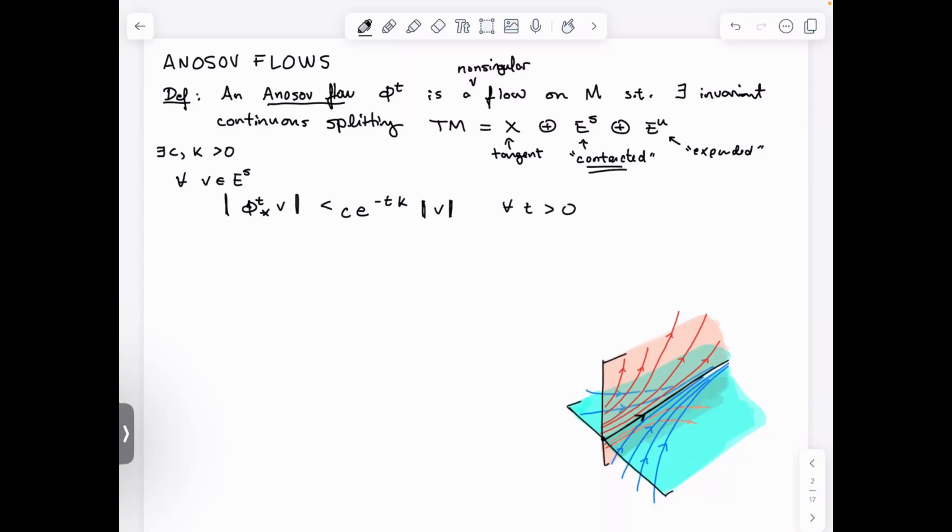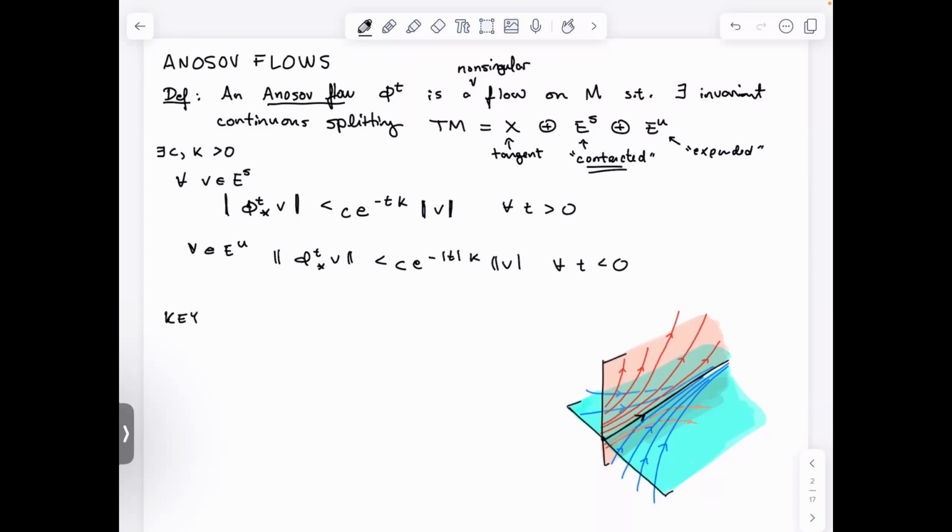And expanded means exactly the same thing, but in the past. So I have an expanded vector. The cheap way to write this is the same thing, now I need an absolute value of t, for t less than 0. Okay, so that's the official historical definition.